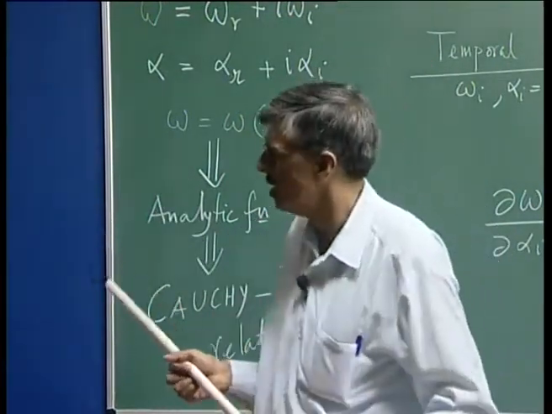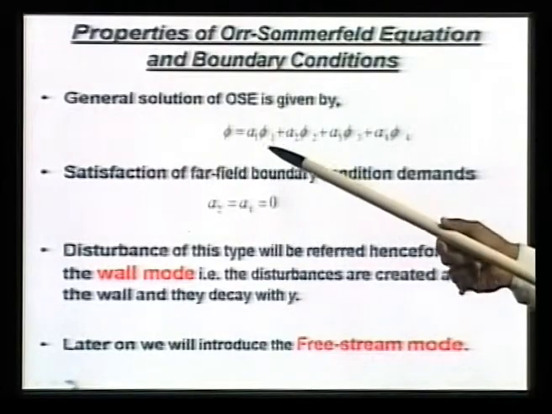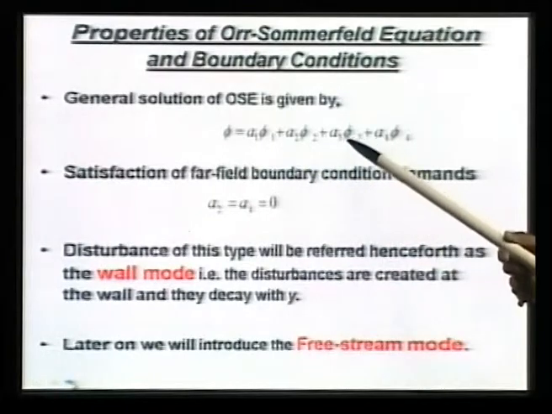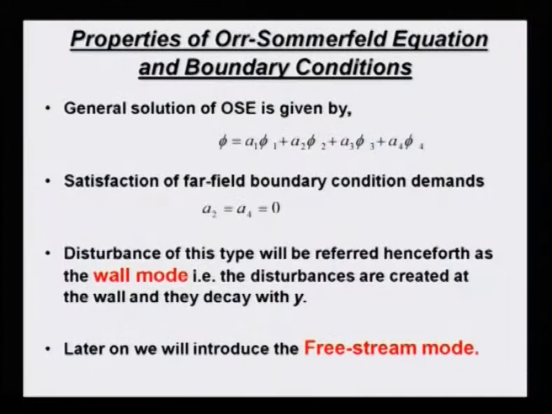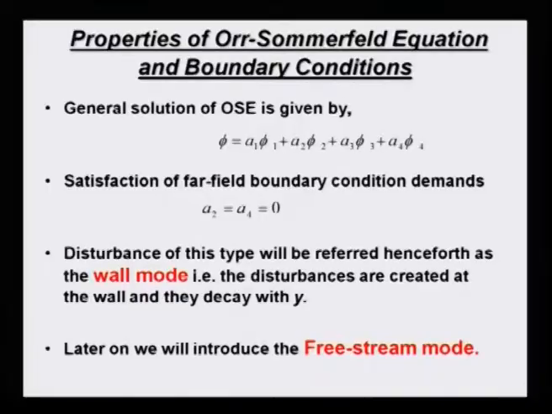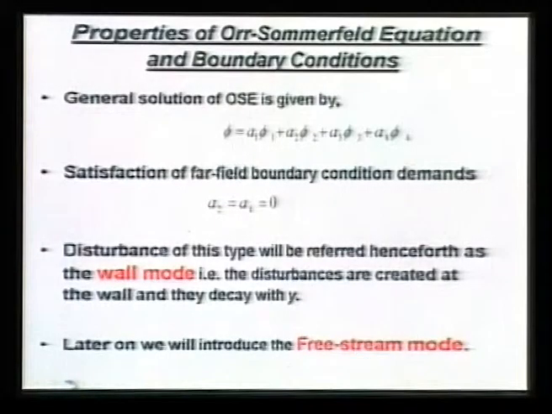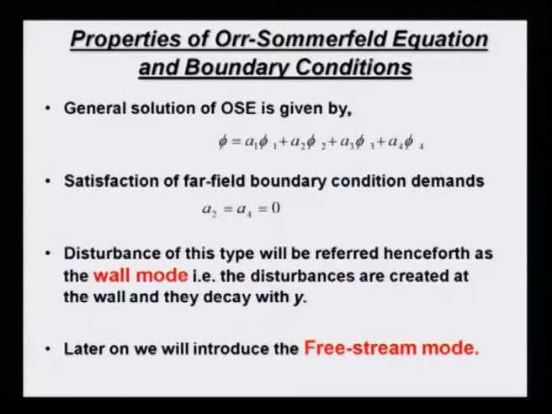So, that is why the solution which will be composed of A1 phi 1 and A3 phi 3 we will call the wall mode. You know the reason now why we call this the wall mode, right. The disturbances may be created at the wall or near the wall, but they decay with y. That is why we are calling them the wall mode.